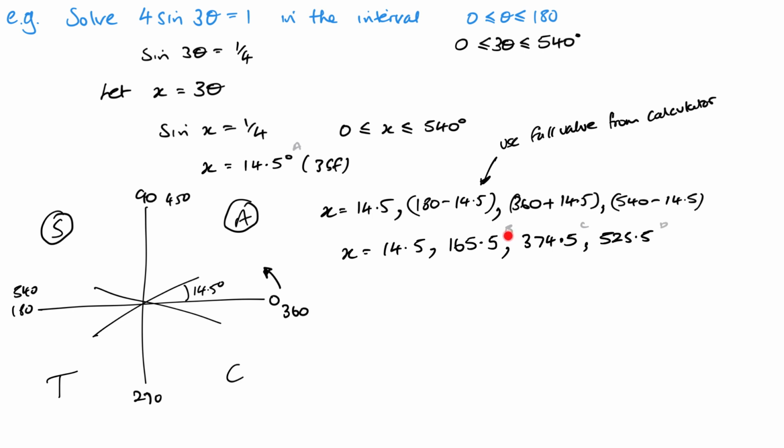Now you'll see I've just marked them in here. I often just pop them in as a little reminder in light pencil as I'm doing this working, so I know which letters I've stored each answer as. And the reason I do that is because my next step now is to change from x back into theta. So we know that x is worth 3 theta, so 3 theta will give me all of these values.